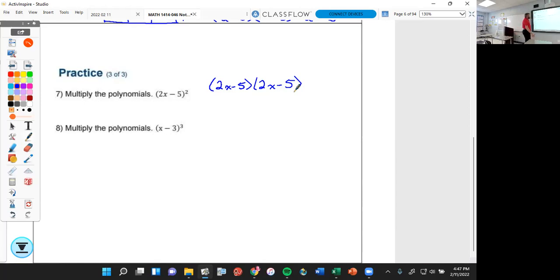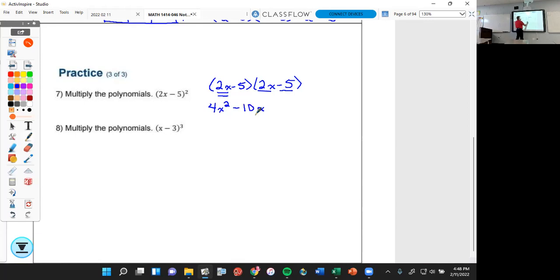Okay, so I'm going to slowly start changing the way I do things. I'm not going to write out the word FOIL anymore. I'll talk about it, but I'm not going to write it down. So as we go through here, we have first times first. First times first, 2x times 2x, that is 4x squared. Outside times outside, the two far ones, would be 2x times negative 5. 2x times negative 5 is negative 10x.